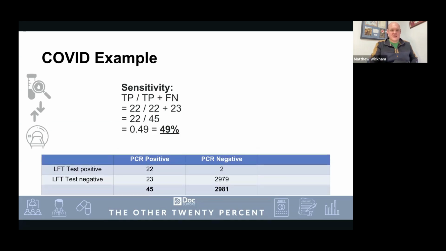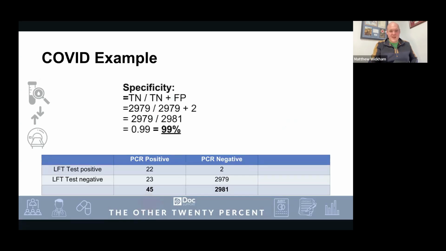Sensitivity is here, and you can see out of this column, 22, your true positives, divided by the total in that column. 22 divided by 45 equals 0.49, which overall is 49%. So that's the sensitivity of it.